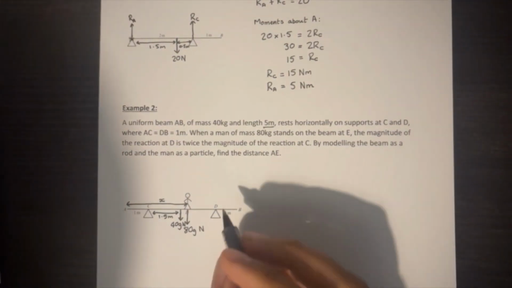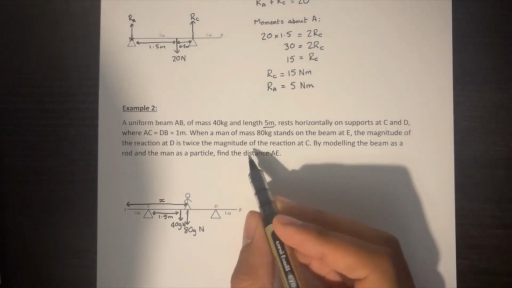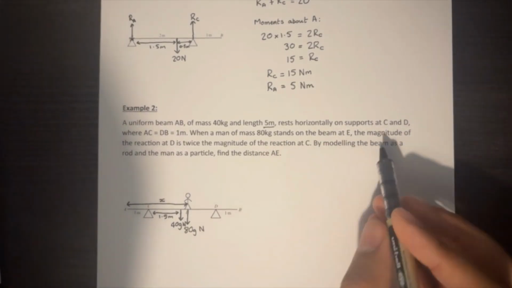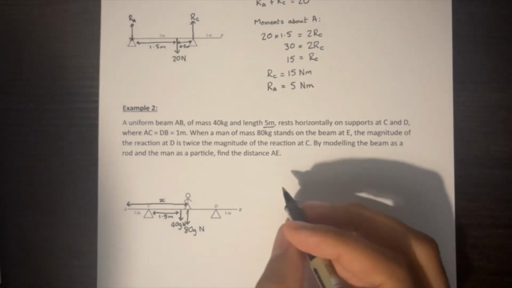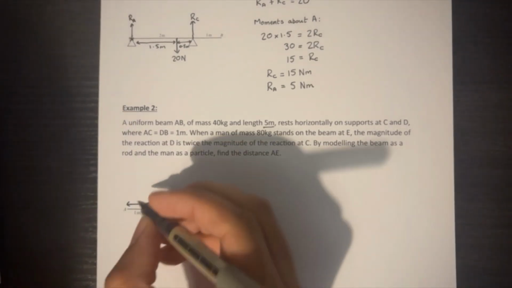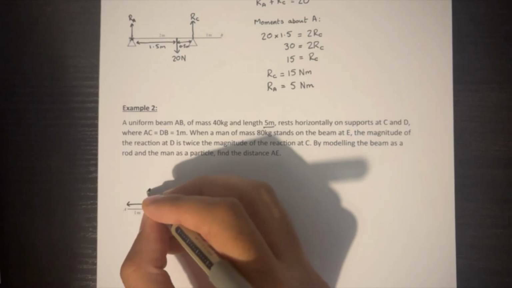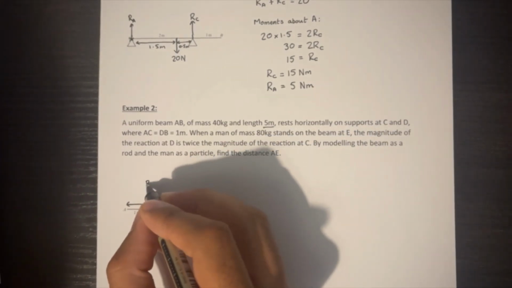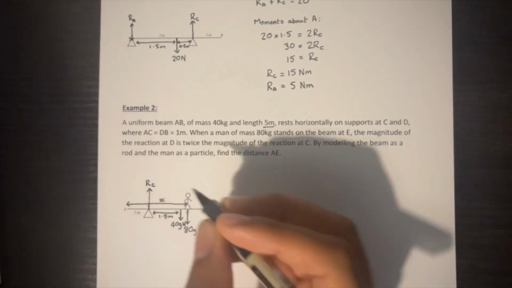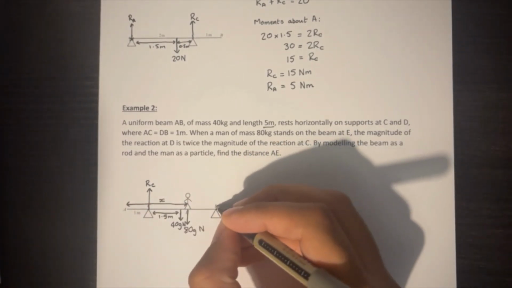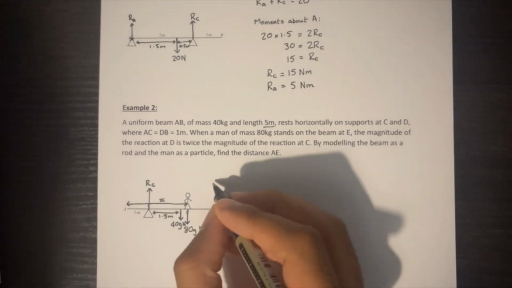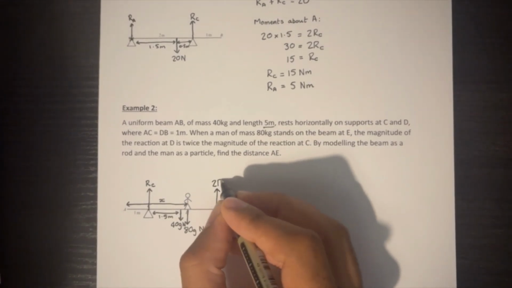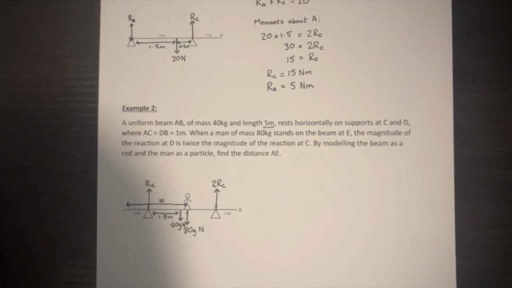We were told when a man stands on the beam at E, the magnitude of the reaction at D is twice the magnitude at C. So the reaction at D is twice the reaction at C. Rather than writing reaction at D, I'm just going to put 2 lots of the reaction at C.